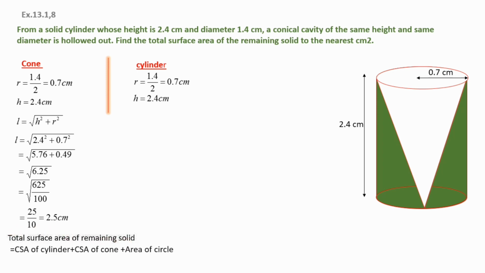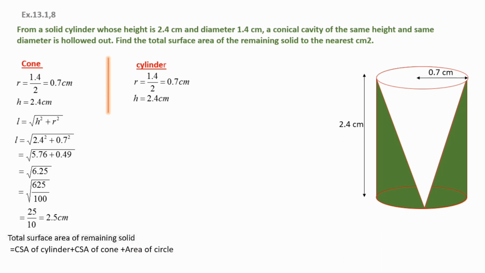That is the CSA of the cylinder, meaning when we look from outside, the curved portion of the cylinder is visible to us. Plus, when you look inside from the top, the conical portion, the curved portion of the cone, is visible. So the curved portion of the cone means the CSA of the cone. Again, when we look from outside to inside, at the bottom there is a circular portion that is also visible and not removed. So plus the area of the circle.